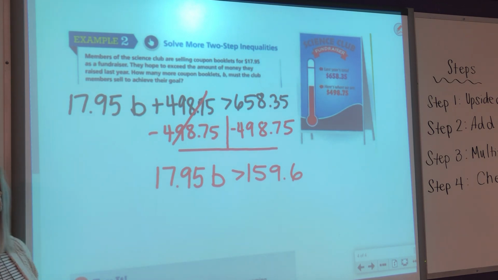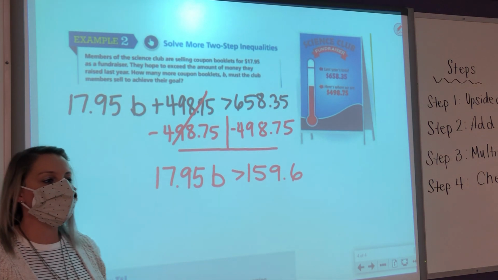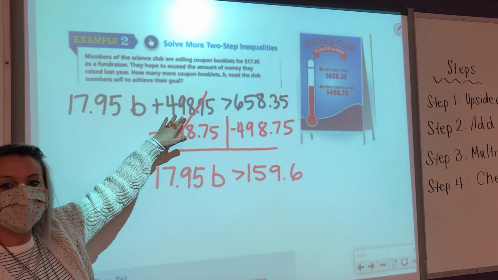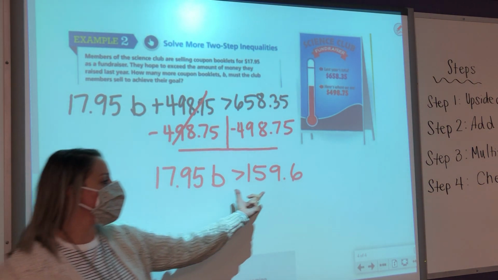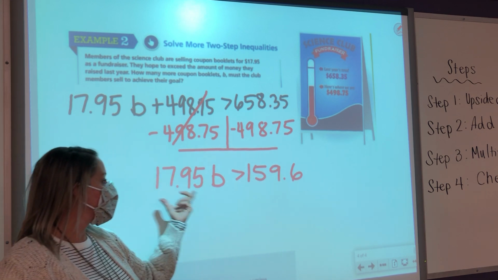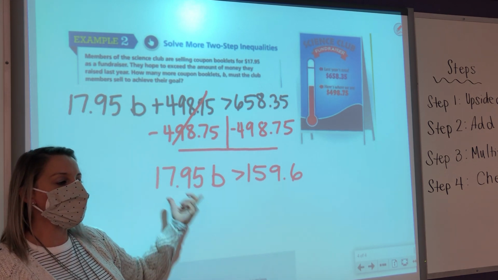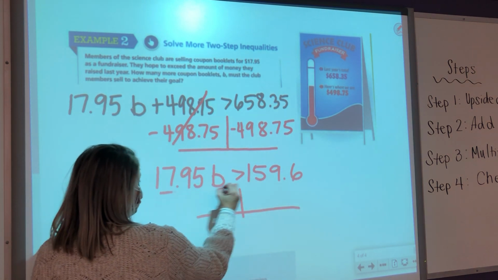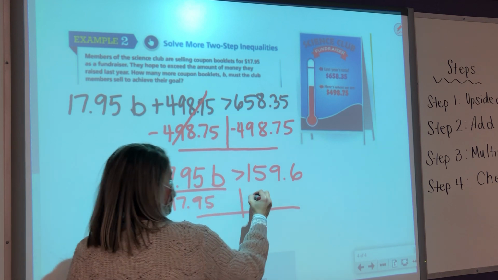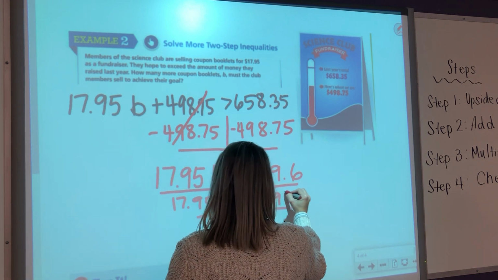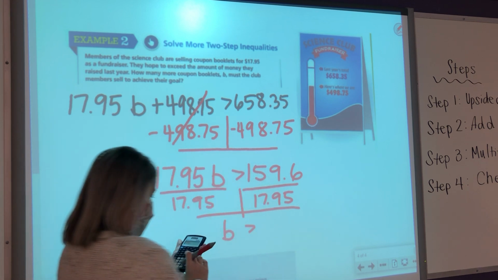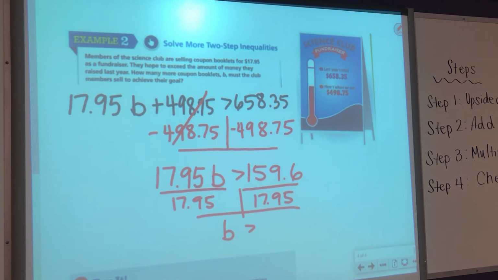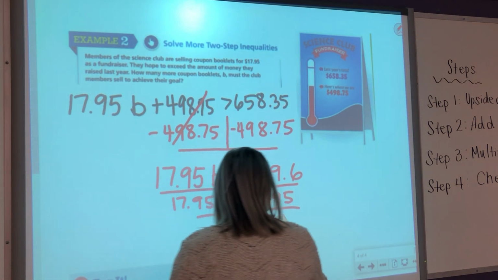So when we walk through this problem, what it's actually telling us is I already have this amount. So we need to raise $159.60 with coupon booklets. Now how many coupon booklets do I need to buy, or do I need to sell? I got to divide to find that number. Weird decimal. I got a big decimal. Okay, so let's round it.